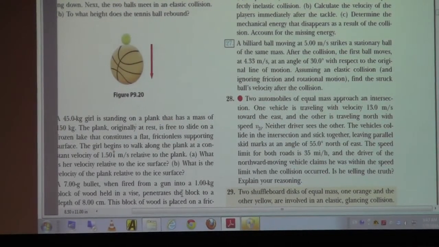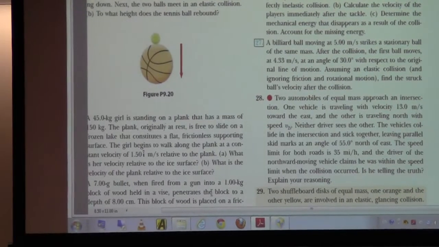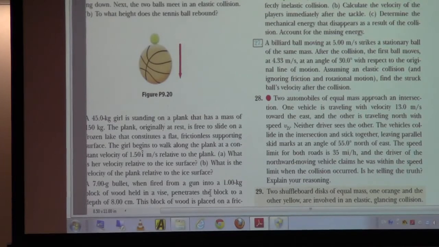And go ahead and ignore the friction of the felt of the table here and the rotational motion. So again, maybe a less than ideal problem, since the real game of billiards, as you know, has some felt and some friction and has rolling of the ball. So it's a bit more complicated than that, but it's a good one to do. It says find the struck ball's velocity.